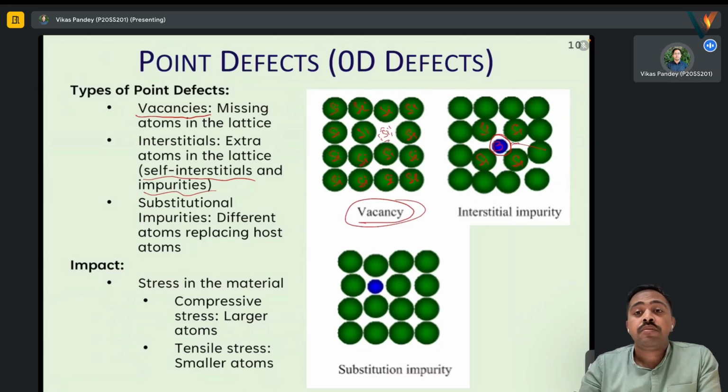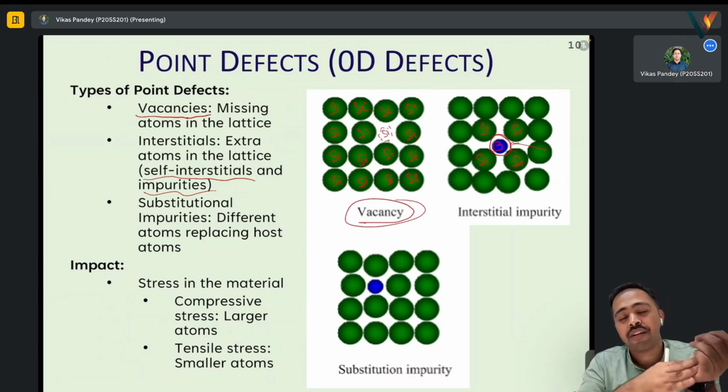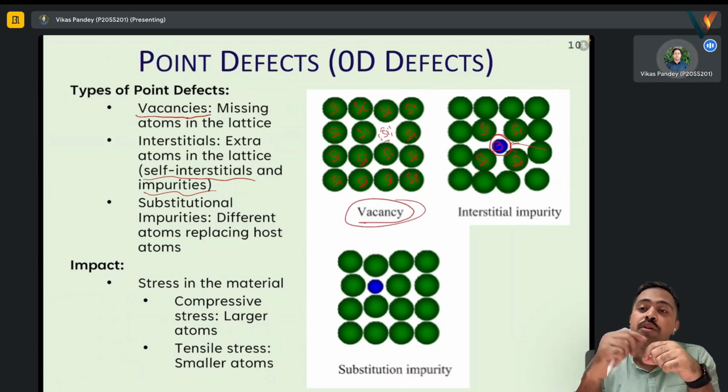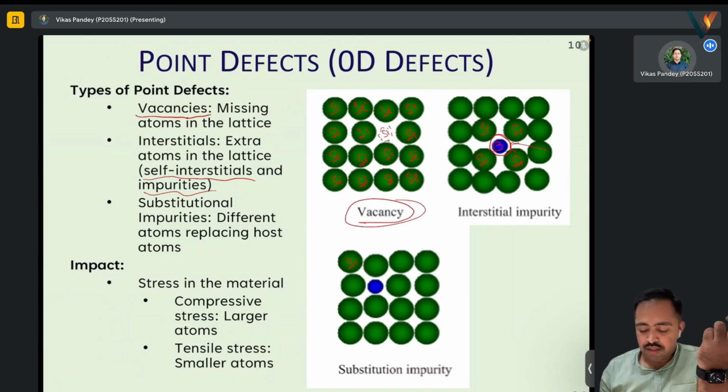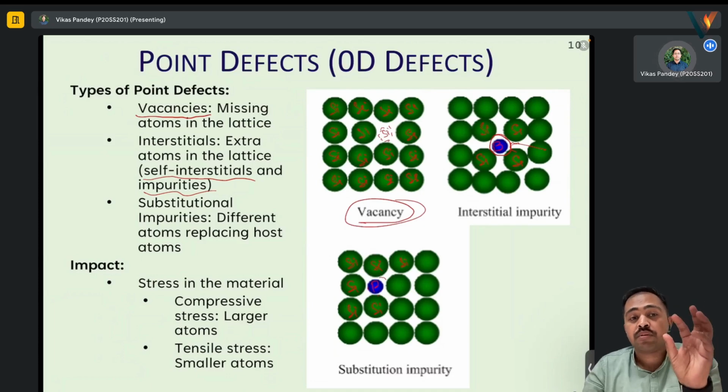Then comes the third type of point defect or zero dimension defect, that is substitutional impurity. In this case, one atom is missing and is replaced by some other atom. If it is replaced by the same material, then certainly it will not be a defect. So it is mostly when some impurity is there, like in this case, silicon, silicon, silicon, silicon, silicon, silicon. Here also a silicon was supposed to be there, and let's say boron is there. Okay. In this case, it will be a substitutional impurity.